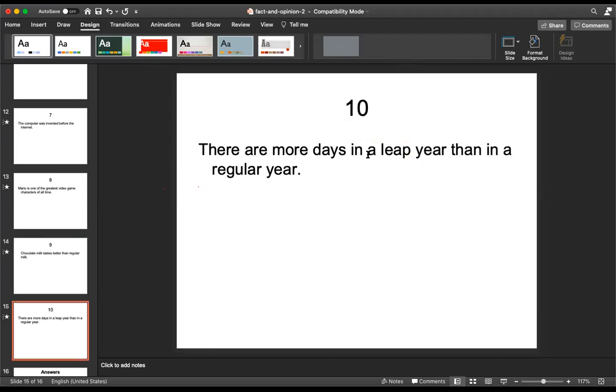There are more days in a leap year than in a regular year. That's a fact. Now you have to think. You have to remember what a leap year is. A leap year has 29 days in February instead of 28. So that would mean that the leap year would have one more day than a regular year. Okay. So is it true, is it a factual statement?